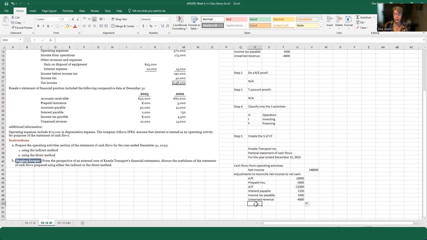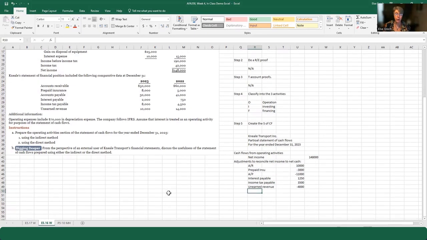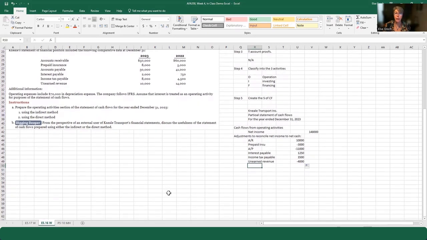Now, one additional thing that we need is depreciation, because depreciation is on the income statement, but it's a non-cash item. And they show us that depreciation is $70,000. So I'm going to put depreciation expense, and I'm going to do a positive $70,000. Why? Because depreciation included in net income is an expense, a negative amount, and I want to eliminate it because it has nothing to do with cash. So in order to eliminate it, I put a positive against it.